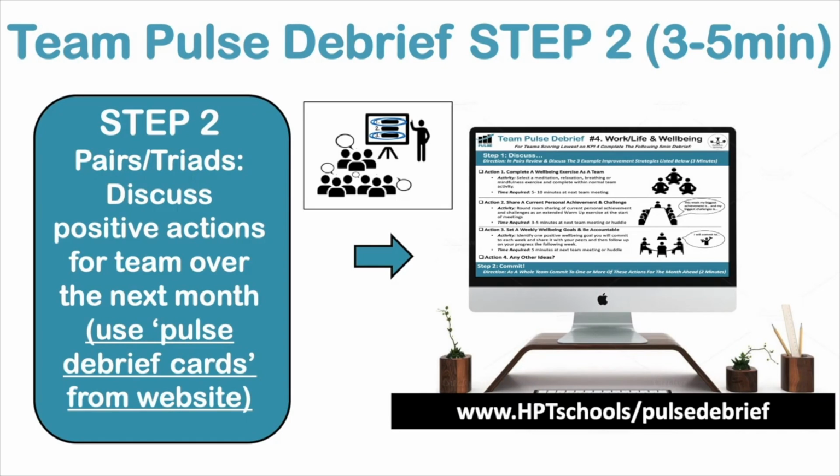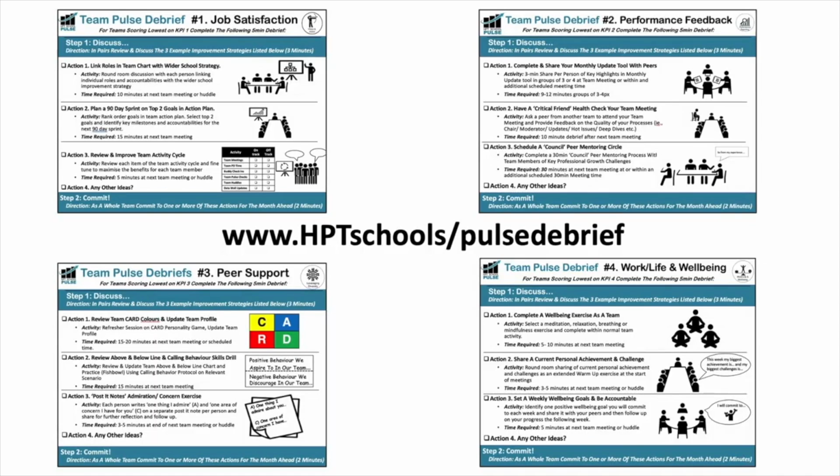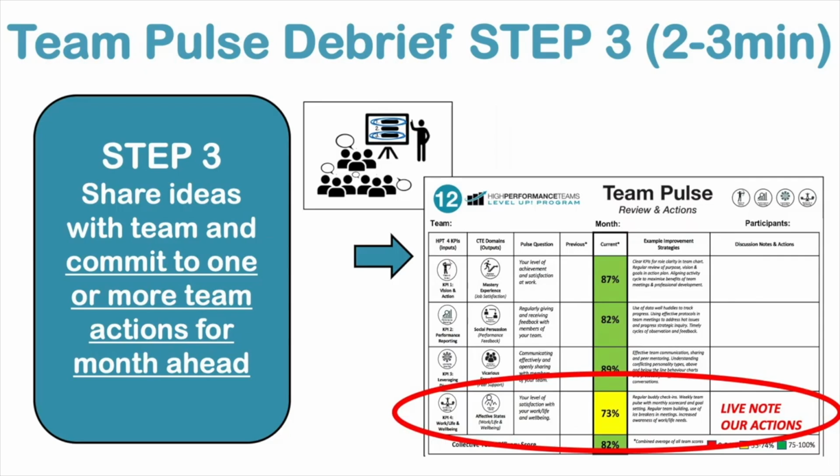In step 2, we click on the prompt strategies off the website and we have a pairs or triads discussion. And here's 3 example things we could do as a team to improve work, life and well-being. Depending on which of the 4 factors, we've got a prompt card for each one. Check that out on the website. Then we go to the final bit of the debrief where we commit to at least 1 positive action in the month ahead as a team to improve, in this example, our work, life and well-being.